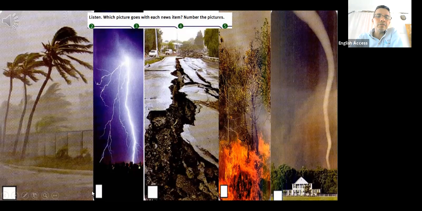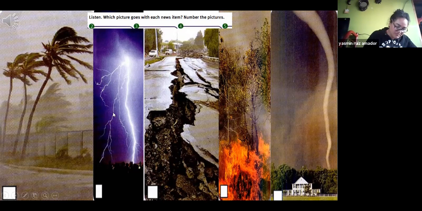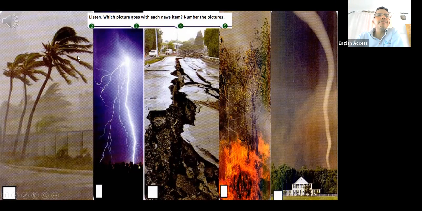We have 1, 2, 3, 4, 5. Pay attention to the audio. We have still 8 minutes. And you will tell me which one is which. You see the Page 120. Lesson B. Natural disasters. 1. Building vocabulary and grammar. A. Listen. Which picture goes with each news item? Number the pictures.